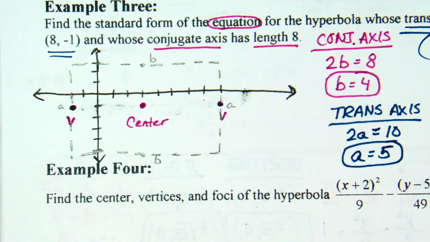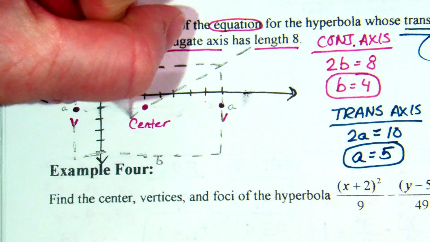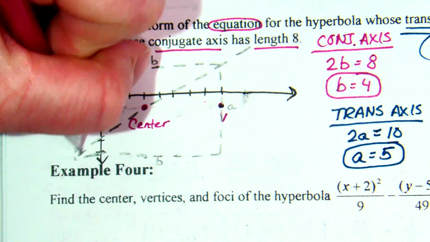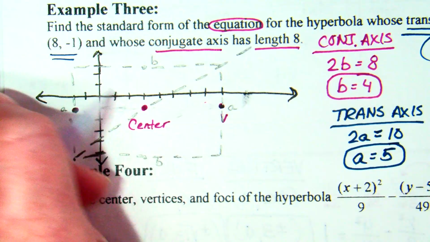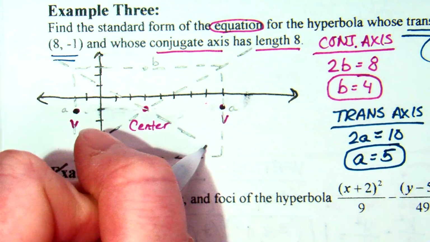Now I have a box that I made. Through the corners of the box, we draw the asymptotes, the diagonals. They go through the corners of the box, and they should go through the center point. Corners of the box, and through the center point.